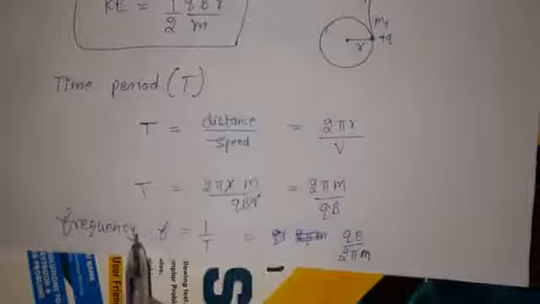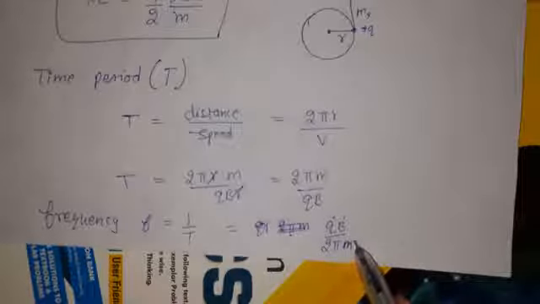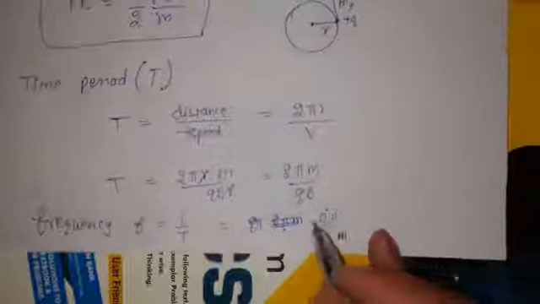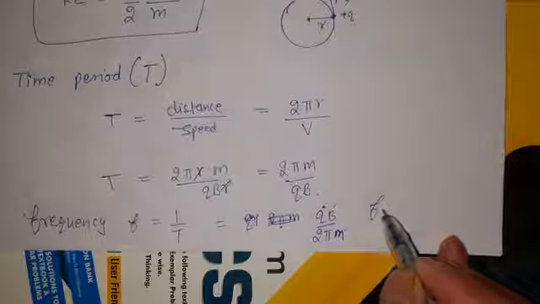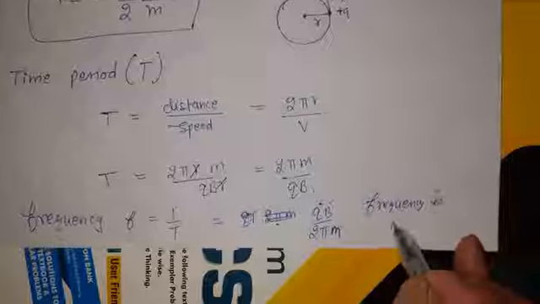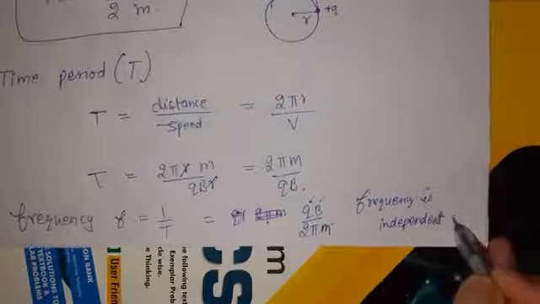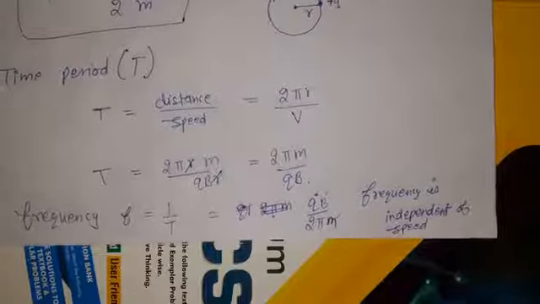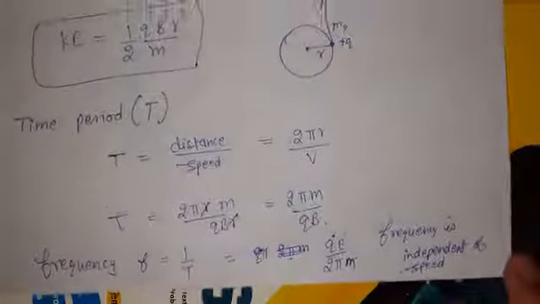This frequency depends on the charge, the magnetic field, and the mass of the charged particle. It does not depend on the speed. See over here that the frequency is independent of speed, so it does not depend on the speed of the charged particle in this circular path.